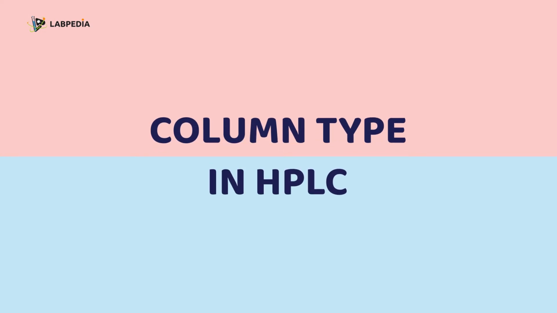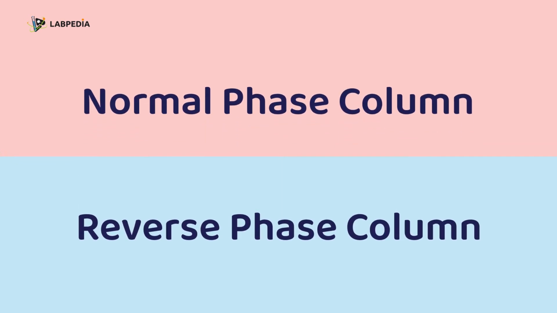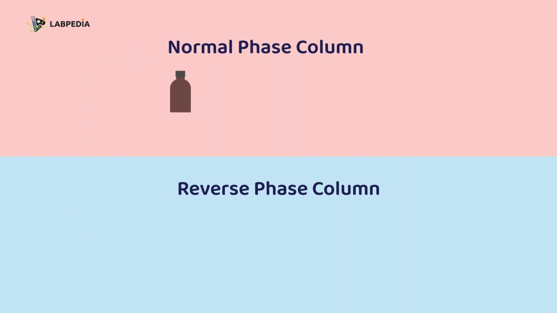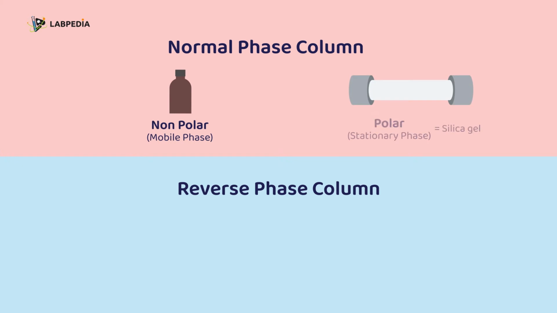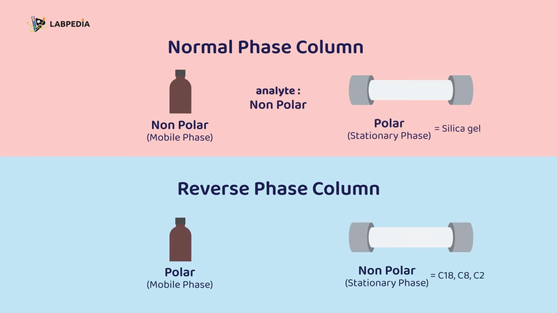Column types in HPLC. Normal phase column: non-polar as the mobile phase, polar as the stationary phase using silica gel, and analytes are non-polar. Reverse phase column: polar as the mobile phase, non-polar as the stationary phase using C18, C8, and C2, and analytes are polar.